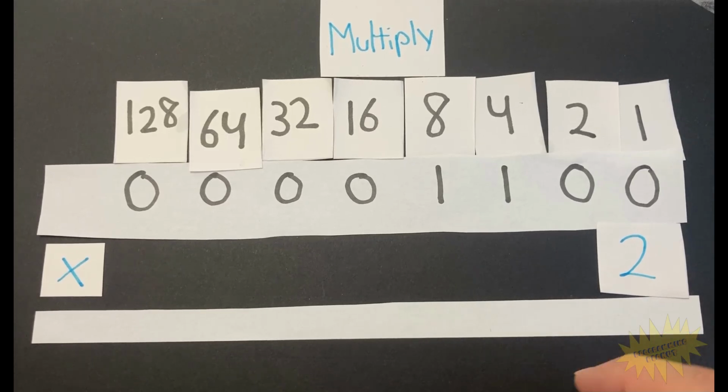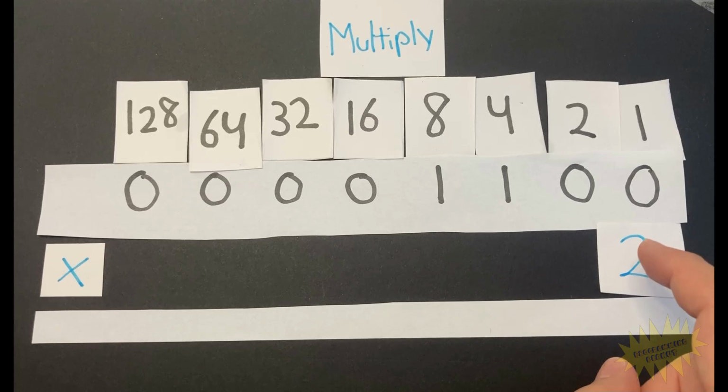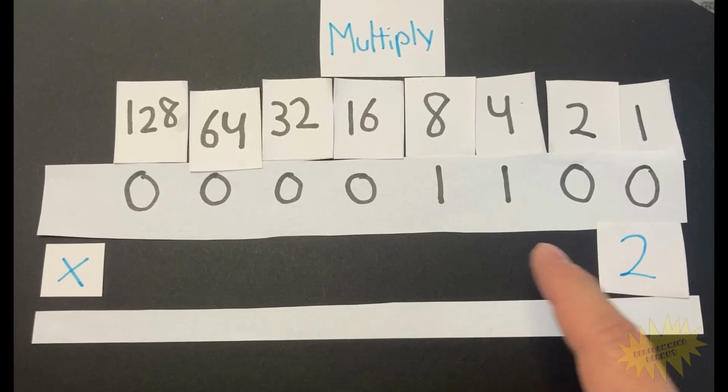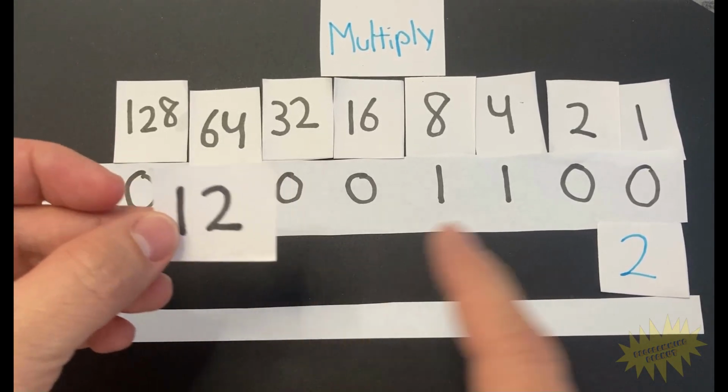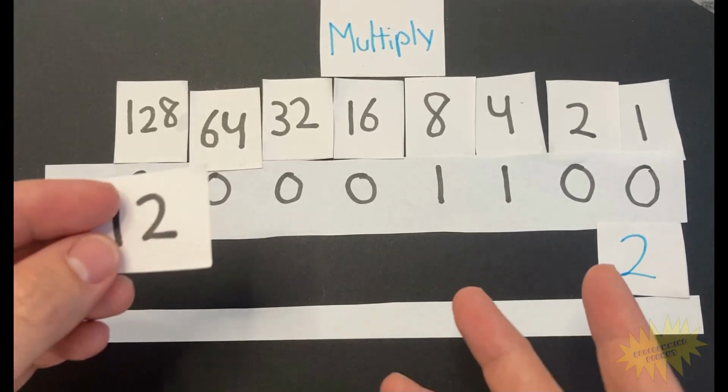Now this trick is very easy but it only works with multiples of 2. So you can't do like 12 times 3 or 12 times 9 or something like that, right?